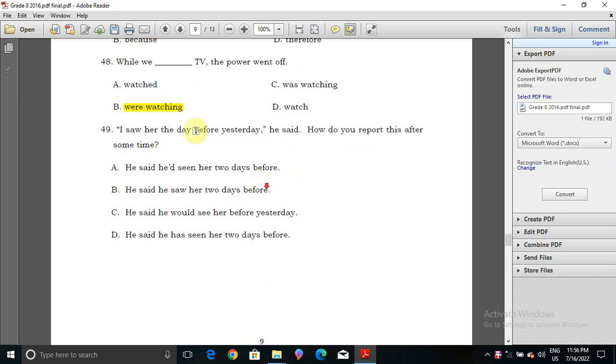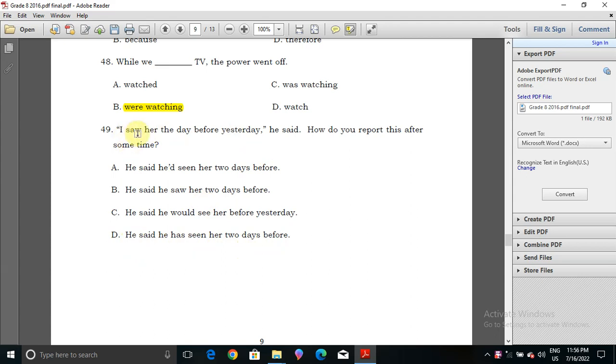Okay, now in question number 49, I saw her the day before yesterday. He said, how do you report this after some time? You will say, he said he had seen her 2 days before. He said he saw her 2 days before, or he said he would see her before yesterday, or he said he has seen her 2 days before. The correct answer will be D.